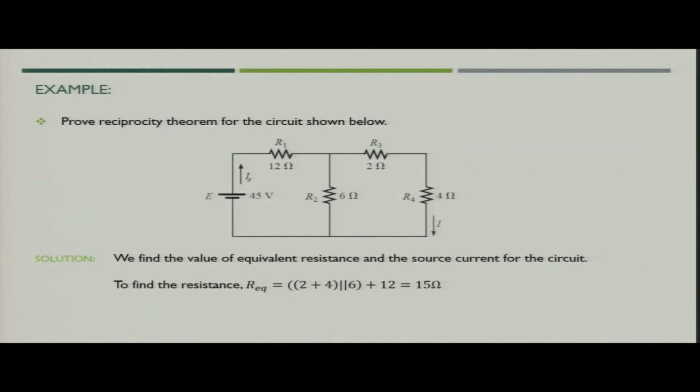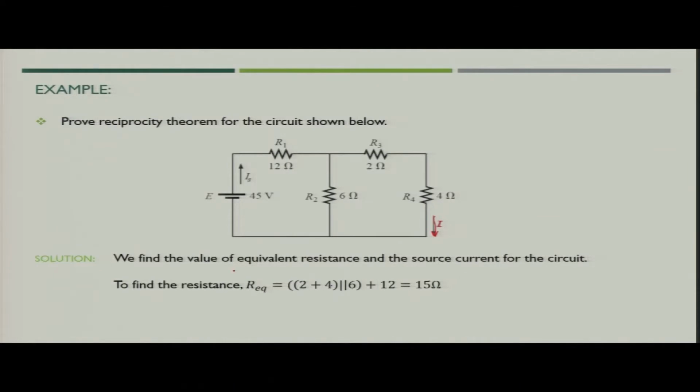Let us see one particular circuit, shown in this figure. We have a voltage source E of 45 volt, giving current Is to the circuit, and the 4 resistances you see in the circuit are shown. Now, we have to prove that if you exchange the locations of I and E, the value of current I is not going to change.